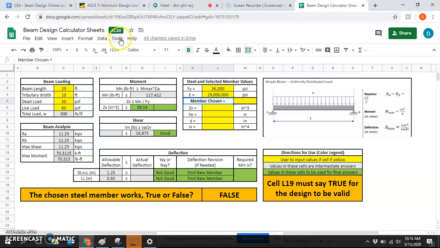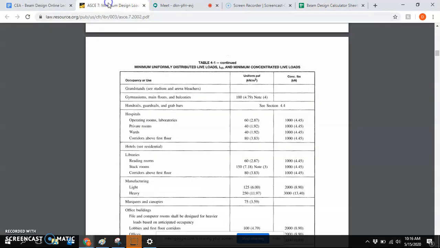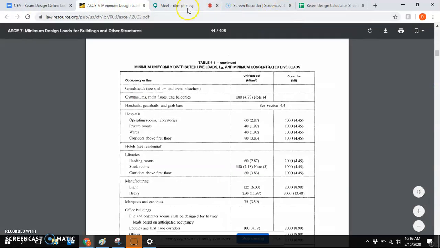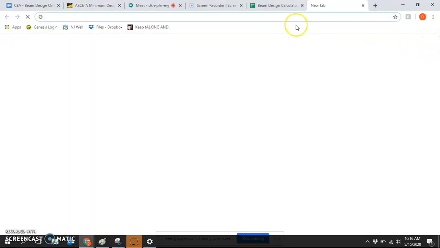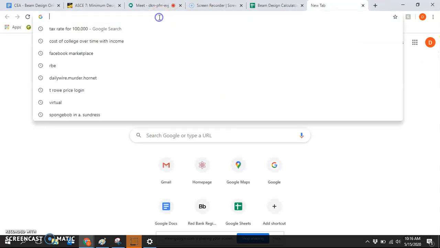So I do want to do the full process for one, and then for the other ones I'm just going to talk through, because a lot of you guys are choosing not the lightest member. So I want to do one together where we are choosing the lightest member. Then the rest, I think I'll just kind of let you guys. So where was it?